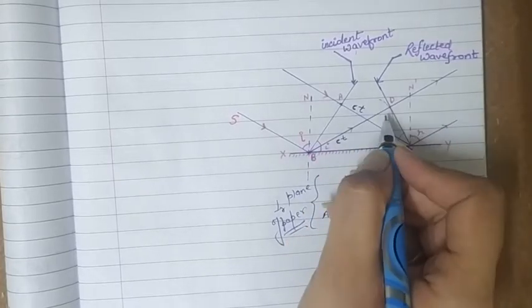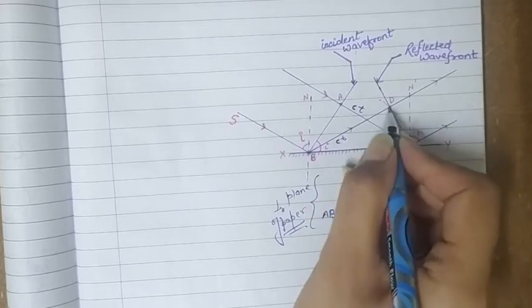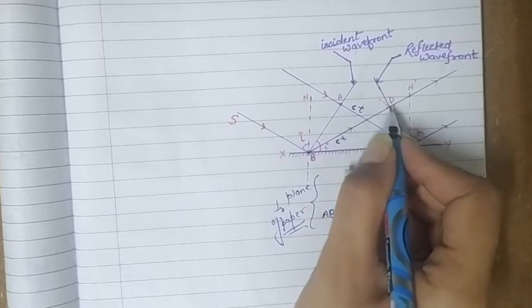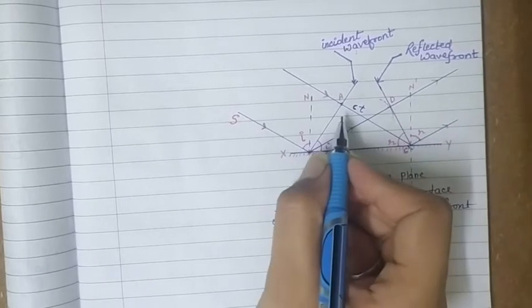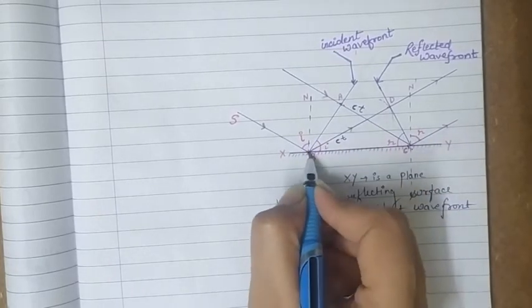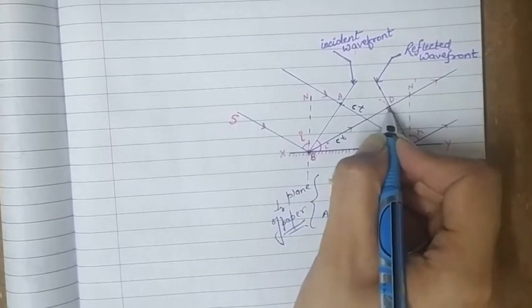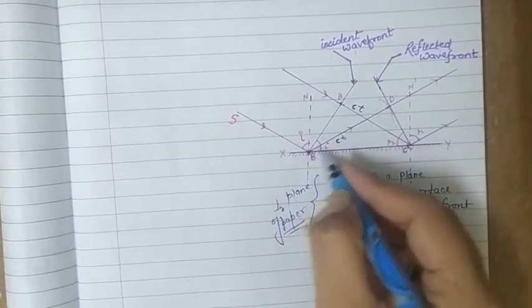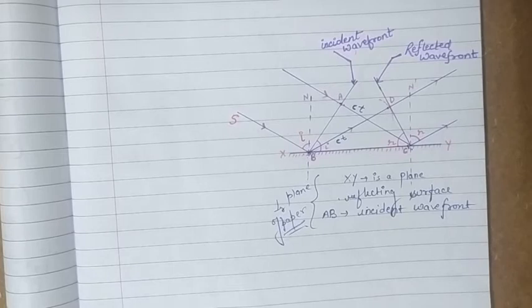So we take an arc equal to ct, and this hemisphere represents the position of the secondary wavelet after time t. The moment at which the disturbance from A reaches C, the secondary wavelet originating from point B will already have reached point D. So BD is equal to AC and is equal to ct, where t is the time taken by the disturbance to travel from A to C.